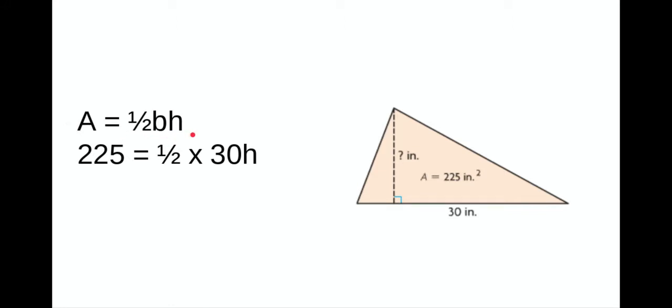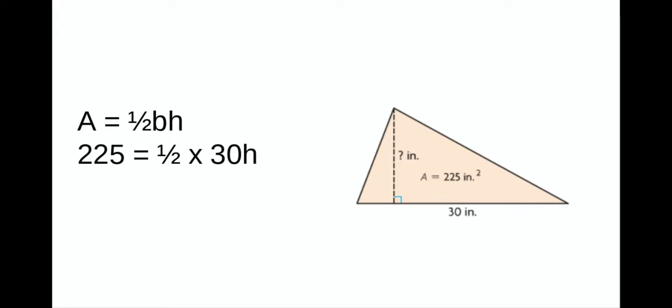Now, with that being said, let's substitute 225 in for A. A, capital A. It stands for area. 1/2 times the base times the height. Well, the base is 30. The height is unknown, so we're going to leave it as lowercase h. What do we do now? Well, if you think you know, you can write it on your paper. If you don't think you know, you can wait and I'll just tell you. Or if you need some time to think, you can hit pause.